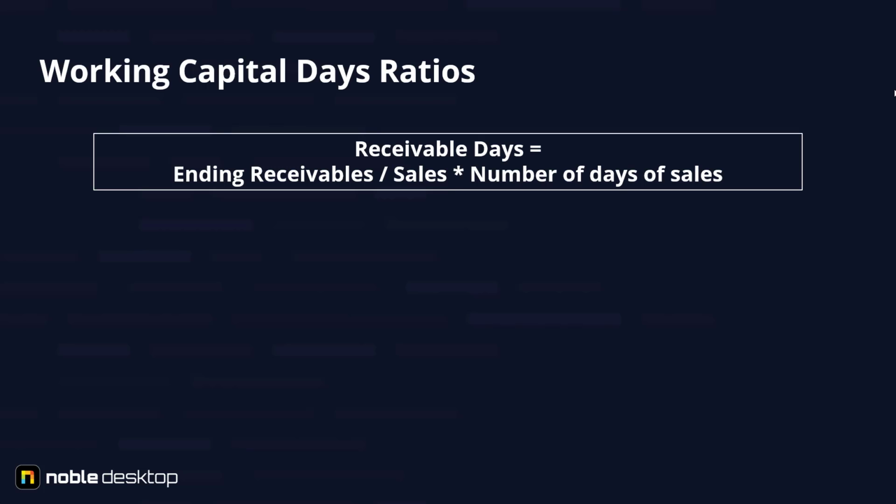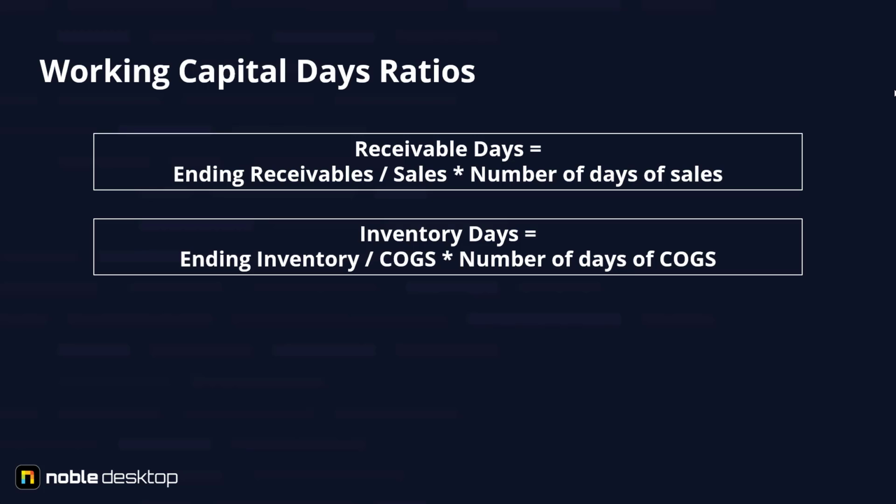Many companies provide a credit period on sale, and receivable days shows how long on average customers are taking to pay. It is calculated as the ending receivables balance divided by sales for the reported period multiplied by the number of days the sales represent. Often the number of days is 365, which represents 1 full year of business operations.